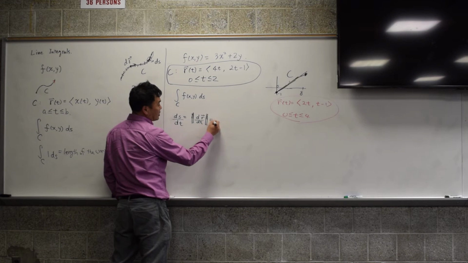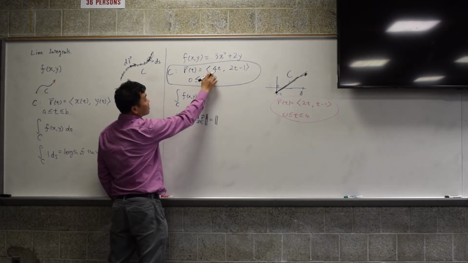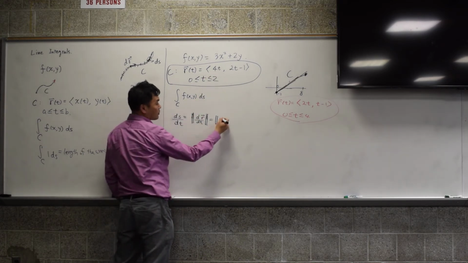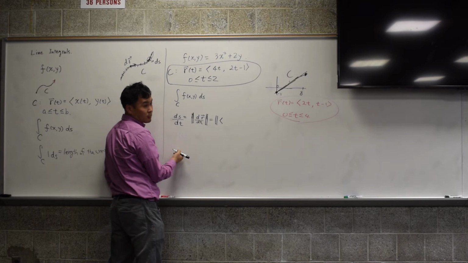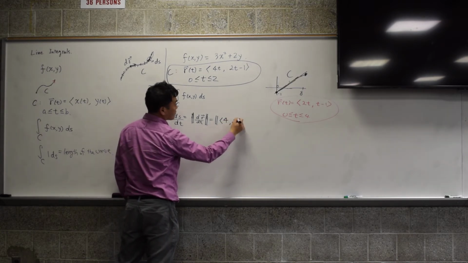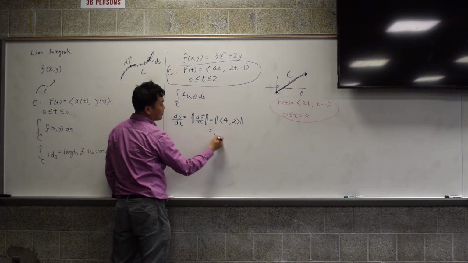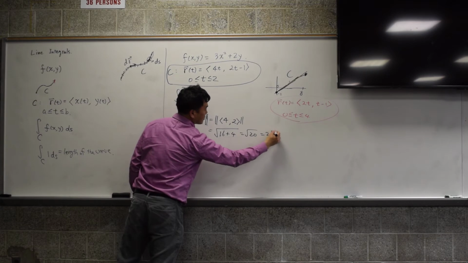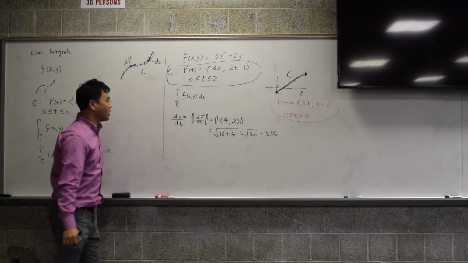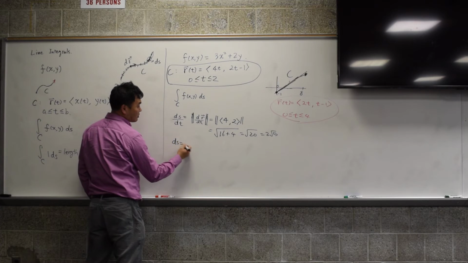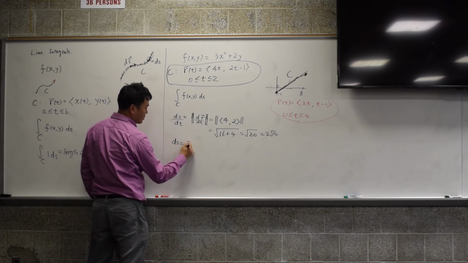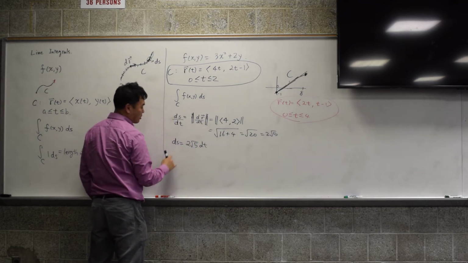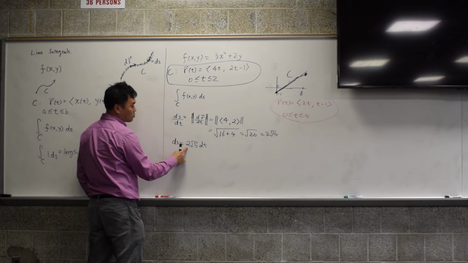And what is dr/dt? This is r. dr/dt means I differentiate this by t, so what do I get? (4, 2). And what's that norm? And therefore, ds is 2 radical 5 dt. If I solve this, ds over dt equals 2 radical 5, I can rewrite it as ds equals 2 radical 5 dt.